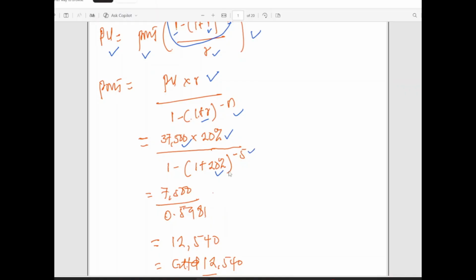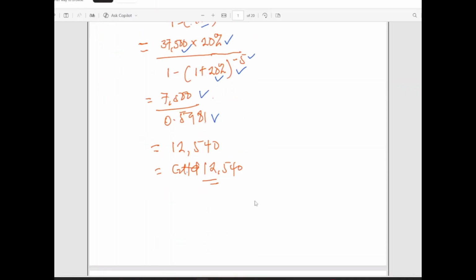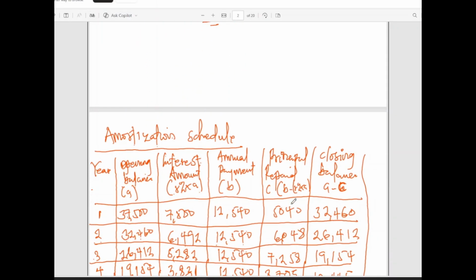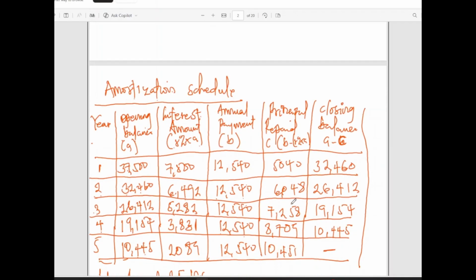When we use our calculator, we multiply 37,500 times 20% and get 7,500. Then we solve 1 minus open bracket 1 plus 20% close bracket to the power minus 5, and we get 0.5981. When we solve this, we get 12,540. So that means our periodic payment is 12,540 Ghana cedis. And the second question is to do an amortization schedule to show how this payment of the loan will be done.